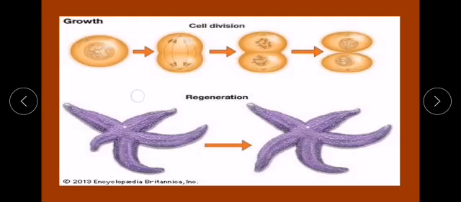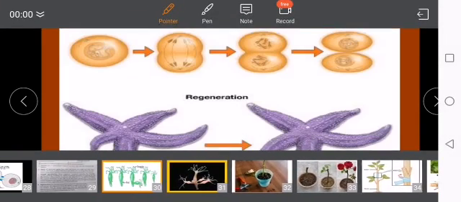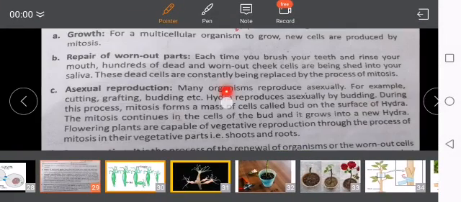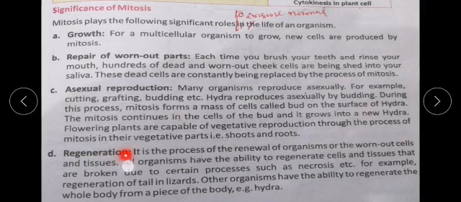Now the next is regeneration. What happens in regeneration? It is the process of renewal of organisms or the worn out cells or tissues. Regeneration, re means again, generation, to produce again. Now the worn out cells are regenerated, the worn out tissues are regenerated, or the whole organisms, the whole parts are regenerated.